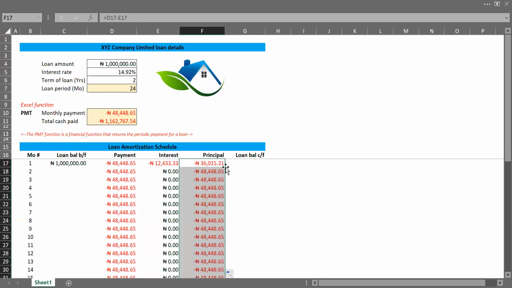Okay. Then our loan balance is simply the loan amount minus the principal portion of the repayment. We simply say equal to the loan amount, the initial 1 million naira, minus the 36,000 principal portion of the total payment. Press the enter key. So at the end of the first month, we have a loan balance of 963,984 naira 69 kobo. So this balance will be brought forward for the second month.